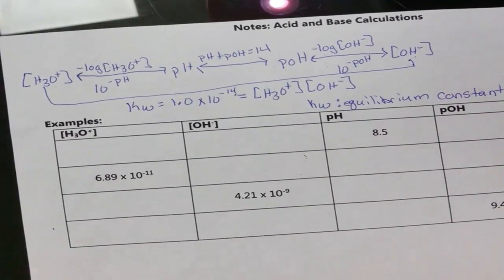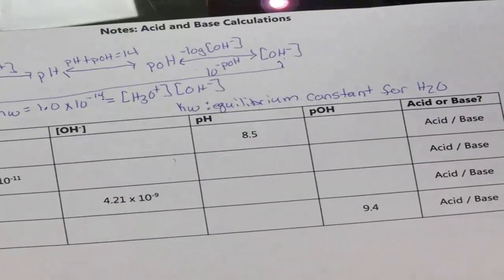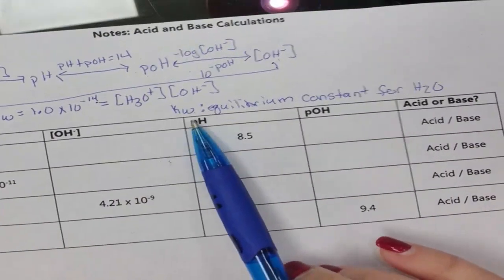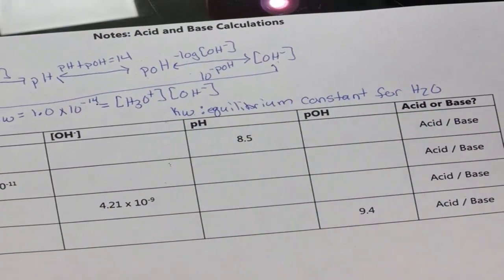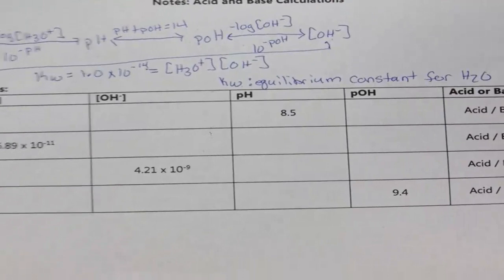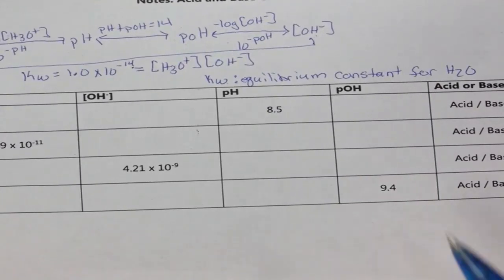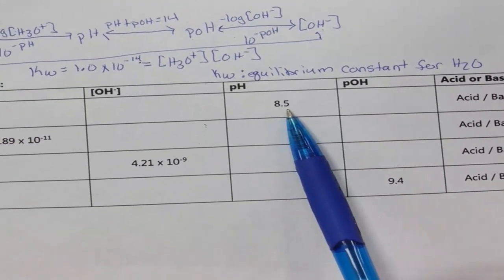Now, we don't really know what an equilibrium constant is yet. This we will further explain in our next unit, when we talk about equilibrium. So let's do some practice problems here. I have a pH of 8.5.